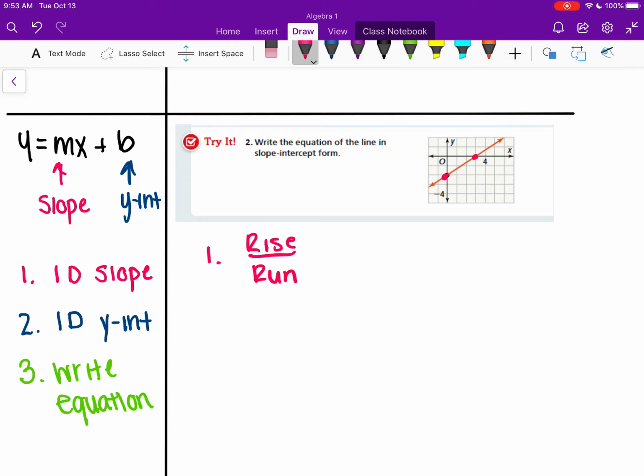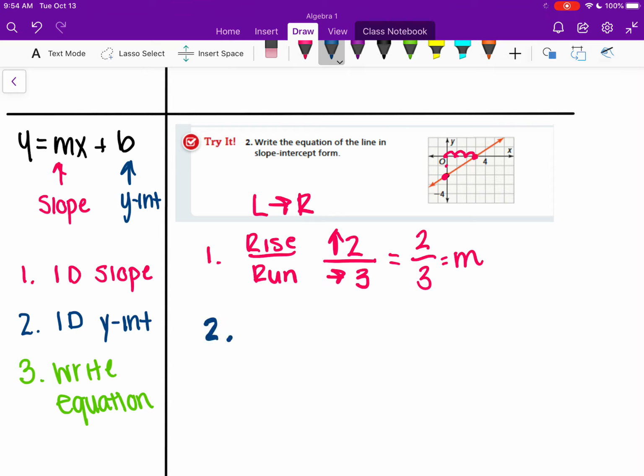So let's count. We go from left to right. We start at this leftmost point. We go up 1, 2. So my rise is up 2. What's my run? 1, 2, 3. We moved over 1, 2. Yep, we moved over 3. So that means my slope is a positive 2/3. That is my slope. Step 1, find the slope. We totally did that. Step 2, look at that graph and pick out what is the y-intercept.